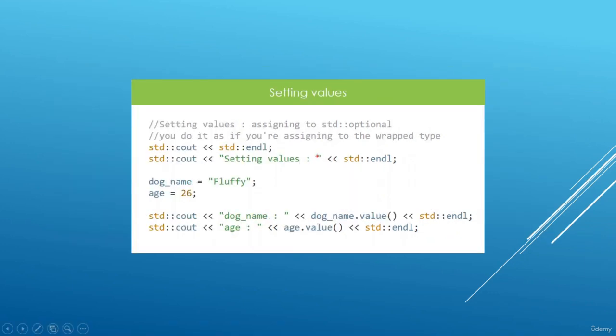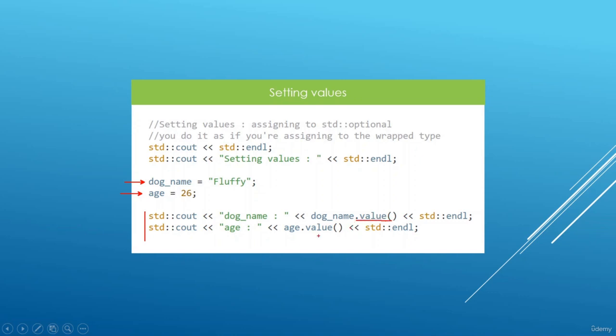We can also set values to our std optional variables, and the syntax we use is really simple. We just write the type that our std optional object is wrapping around. Dog name here was wrapping around an std string, so we're going to write a string literal inside. This is going to work. Age here may be a size_t object or int, but we're going to write that directly in, and we're going to see it when we try to print these two guys here using the value behavior on our std optional variable.